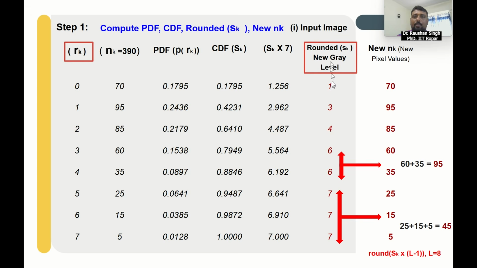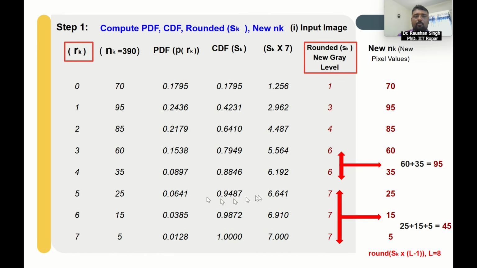You should see the rounded value of this is 1, which means this 70 will be coming here. The rounded value of this is 3, so this 95 will be coming here. The rounded value of this is 4, so this 85 will be coming straight away. But here there is a problem. The rounded value of this one is 6, and the rounded value of this also is 6. So these two values will be added: 60 plus 35, that is 95. So you should write only one 95. For the other one, you can keep it blank or as you like.